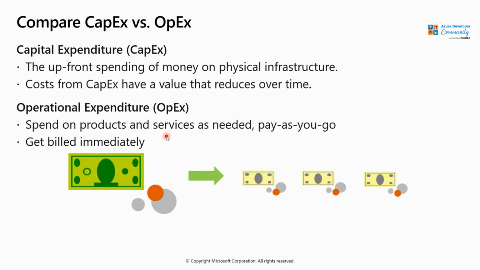Capital expenditure is the money that you spend on physical infrastructure, like servers or computers, any kind of things. This kind of expenditure is one time, and its value reduces over time. It is not increasing. Operational expenditure is pay as you go spending, which is there for almost all cloud providers. It increases over time, because as you spend time and use services, your bill is going to increase or decrease.